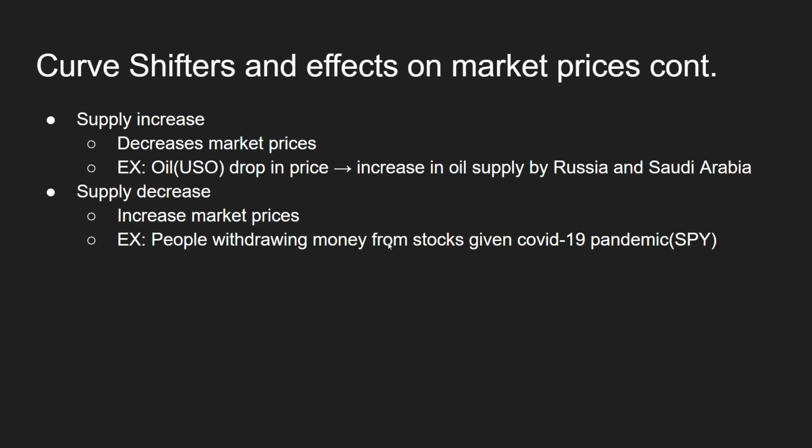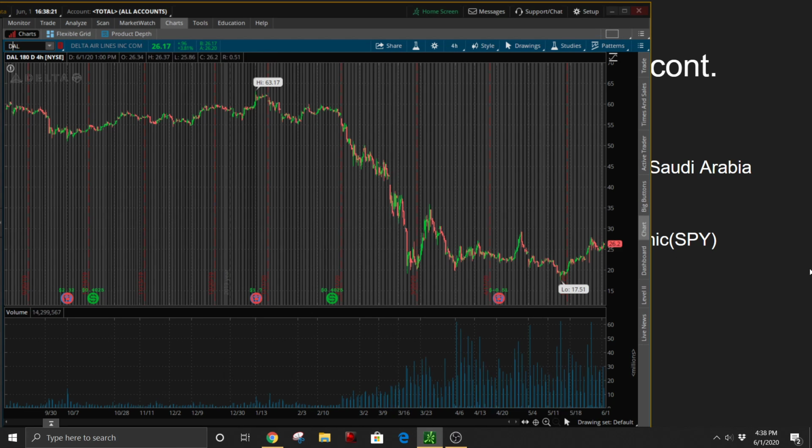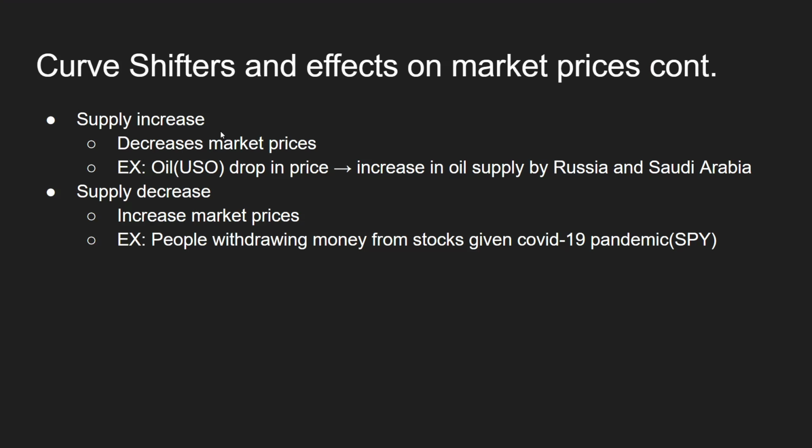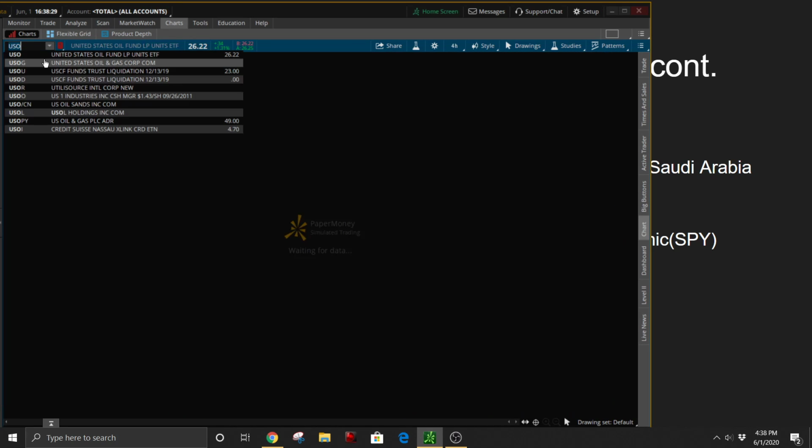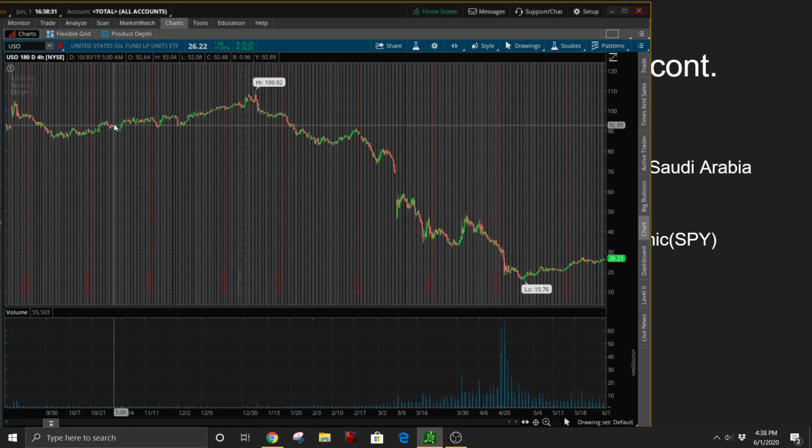Now, onto the supply curve. If our supply curve increases, we'll basically be decreasing market prices. An example of this would be with oil, with the ticker symbol USO. Initially, this oil stock had a support level around $85 and a resistance level around $107.